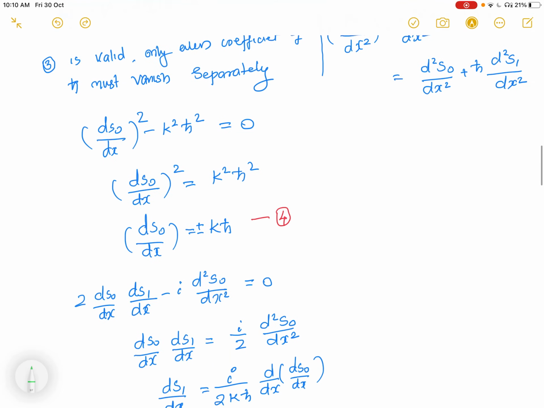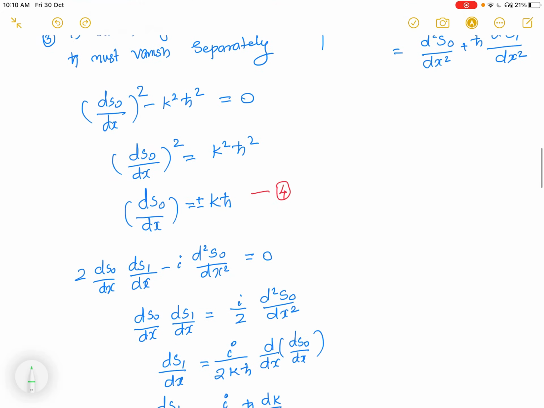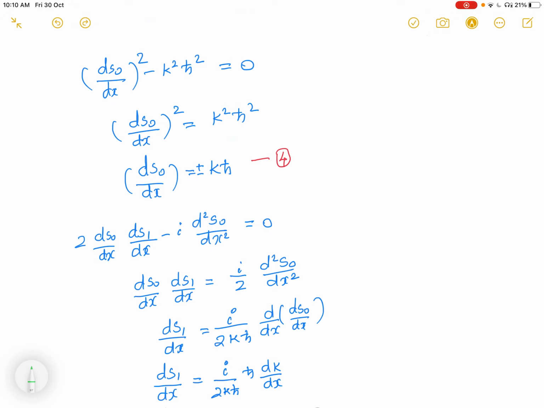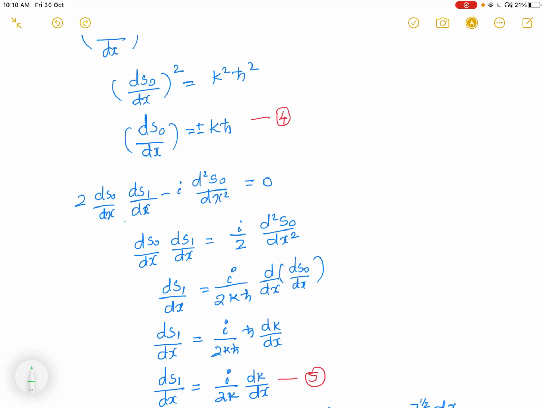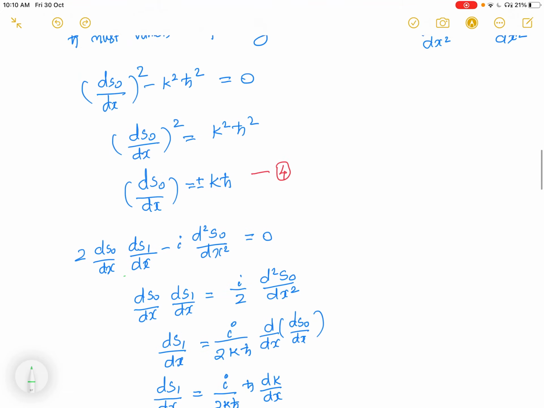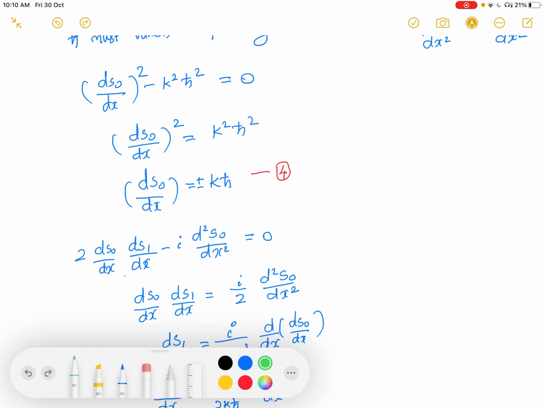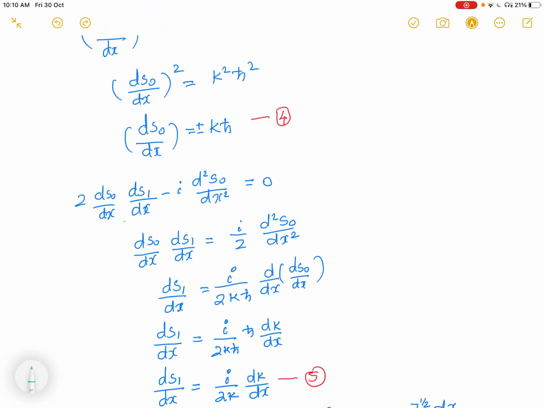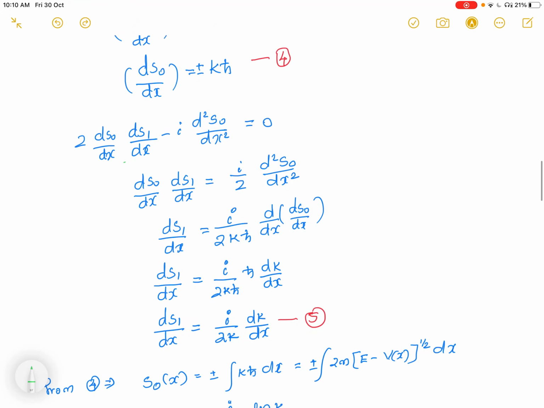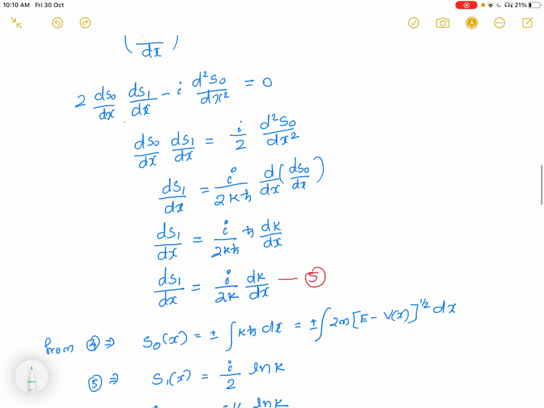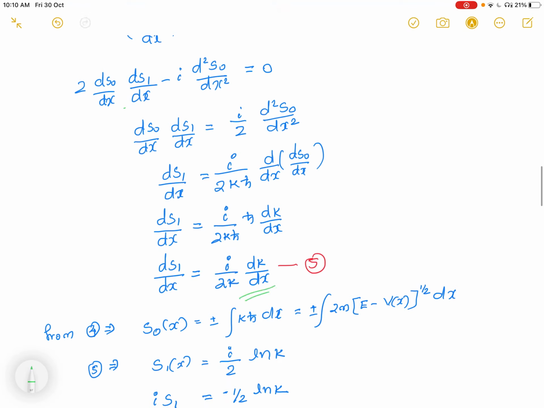And from the second portion, 2 ds0 by dx ds1 by dx minus i d square s0 by dx square is equal to 0. Here I am just finding ds1 by dx. I took the ds0 by dx to the right hand side. That term will come: ds1 by dx is i by 2 ds0 by dx. ds0 by dx is k h cut. I substitute that k h cut here, and the d by dx of ds0 by dx, where ds0 by dx is nothing but k h cut, and d of k h cut by dx means h cut dk by dx. So i by 2 k h cut into h cut dk by dx, h cut will cancel. The remaining answer, ds1 by dx, is equal to i by 2k dk by dx.